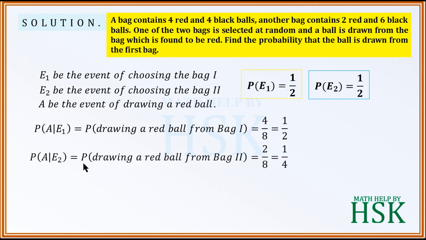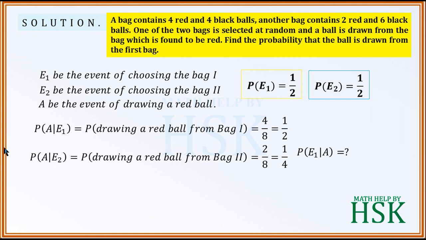Similarly, probability of A given E2, that is the probability of drawing a red ball from the bag 2, would be equal to 2 upon 8. Total number of balls are 8 and total number of the red balls in the bag are equal to 2. So 2 upon 8 is equal to 1 by 4. Now what do we require? We require probability of E1 given A, that is the probability that the ball is drawn from the first bag given that the ball which is drawn is red in color.